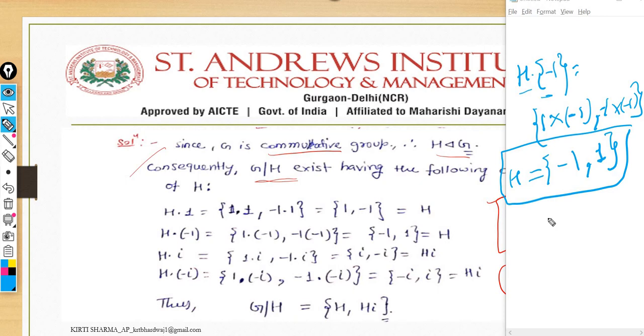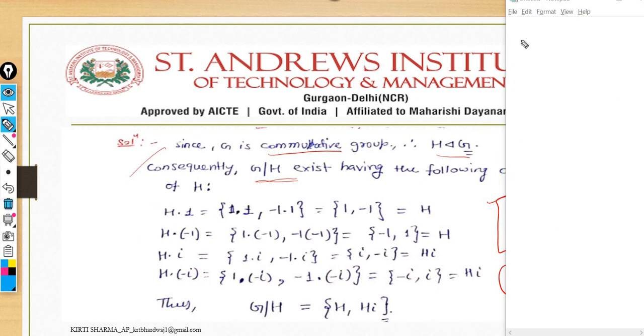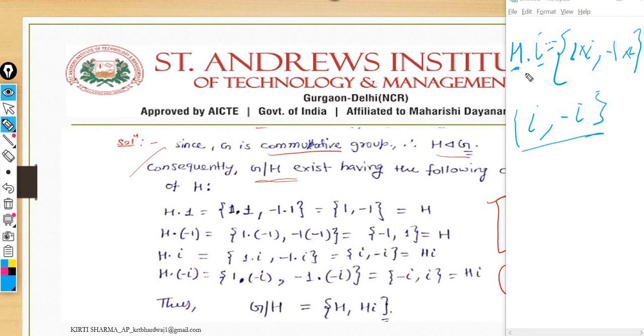Okay, so we have computed these two things. The next one is H with the third element of G, that is iota. So what could be the answer? With respect to all the elements of H, you have to multiply by iota. First element 1 multiplied by iota, comma minus 1 multiplied by iota. The answer will be iota and minus iota. It's something new, right? The value of H is 1 and minus 1 and you are multiplying by iota, so it will become H iota. This is mentioned here, right?